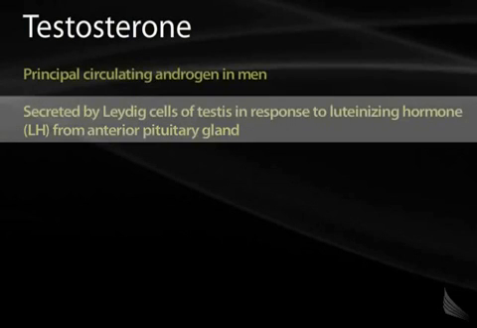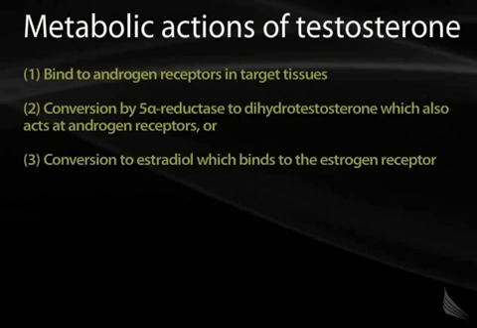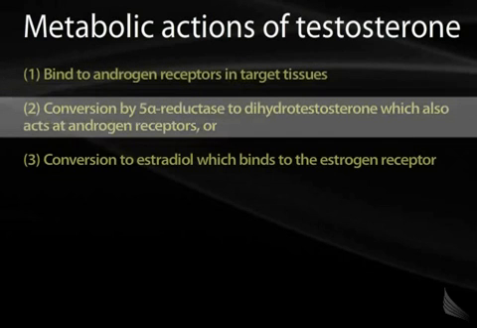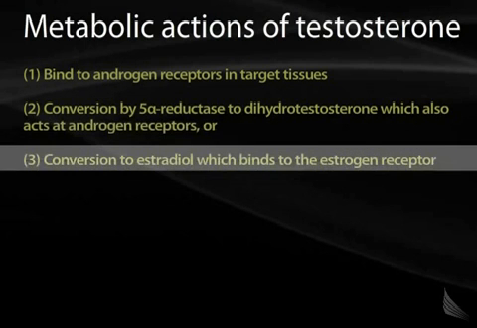Testosterone is secreted by the Leydig cells of the testes in response to LH secretion by the anterior pituitary gland. Testosterone has many actions. Its first action is to bind to androgen receptors in the target tissues. It also is converted by 5-alpha reductase enzyme in peripheral tissues to DHT, or dihydrotestosterone, which can bind to androgen receptors as well. Testosterone is also converted to estradiol, which is an estrogen naturally occurring in humans, which binds to the estrogen receptor.